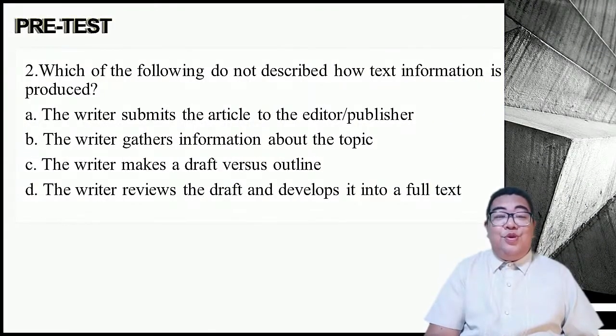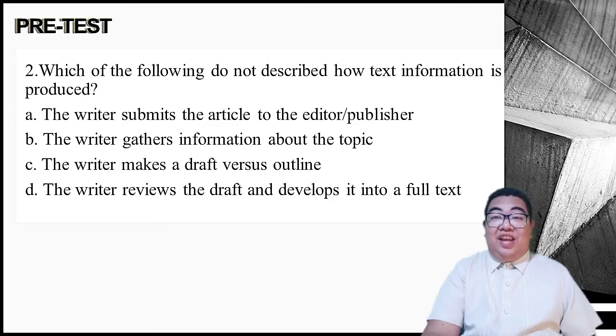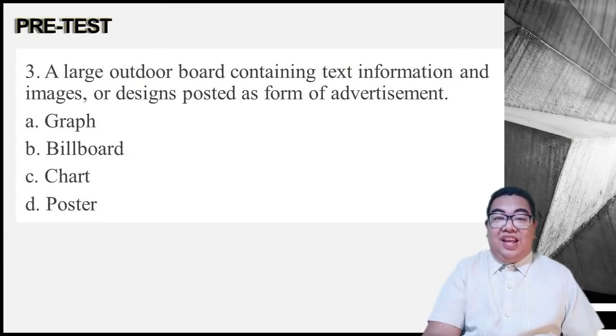Question number 2. Which of the following does not describe how text information is produced? Letter A, the writer submits the article to the editor or publisher. Letter B, the writer gathers information about the topic. Letter C, the writer makes a draft versus outline. Or letter D, the writer reviews a draft and develops it into a full text. What's your answer? The answer is letter C. You're correct. Let's proceed to question number 3.